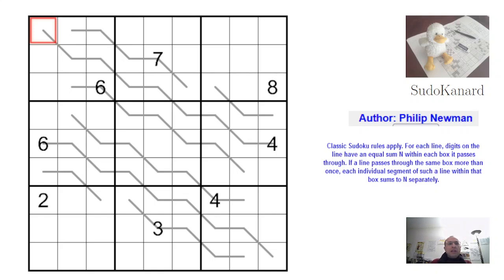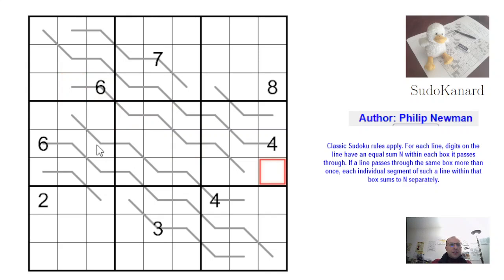So first I'll explain the rule. You have lines, and lines will be divided in segments inside each region. So those three digits are in this region, those two digits are in this region, this single digit is in this region, and those three digits are in this region, and all segments have the same sum. So those three digits sum to this digit, those two digits sum to this digit, and those three digits sum to this digit as well. And those three digits have the same sum as those two, etc.